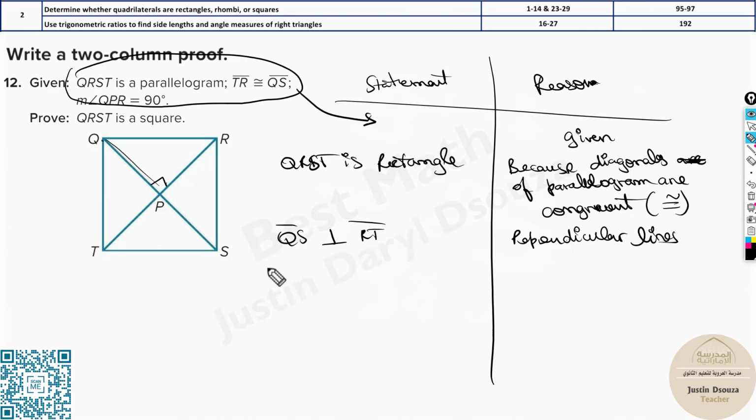And then what else can we write? Now here, if the diagonals are perpendicular to each other, that means they're 90 degrees, then this is a rhombus. QRST is a rhombus, that's the property of a rhombus.